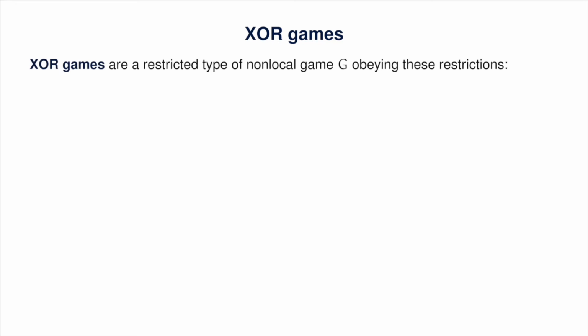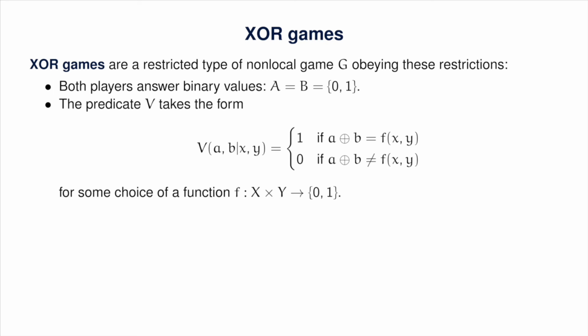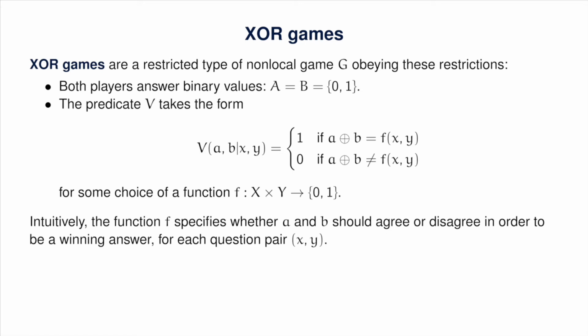Next, we will discuss a restricted type of nonlocal game called XOR games. An XOR game is a nonlocal game in which Alice and Bob must answer binary values, and moreover, the predicate V must have the special form that's shown here. Specifically, there must be a binary valued function f such that for every pair of questions xy, Alice and Bob win if and only if the exclusive OR of their answers a and b agrees with f of xy. Thus, all that matters is whether or not Alice and Bob's binary valued answers agree or disagree, and the function f tells us which of the two alternatives is correct and which is incorrect.